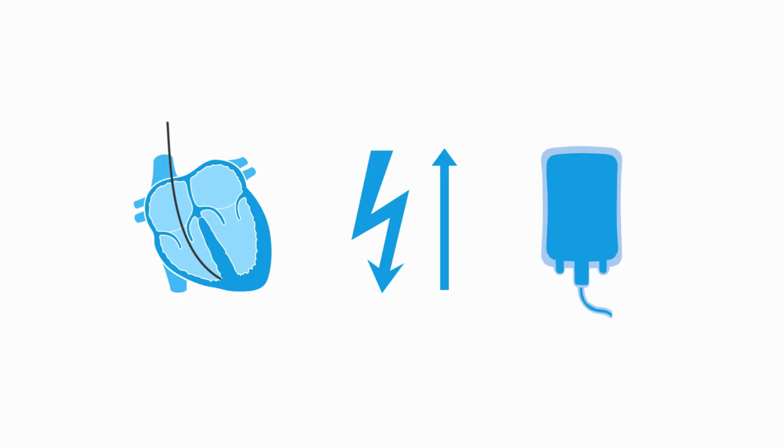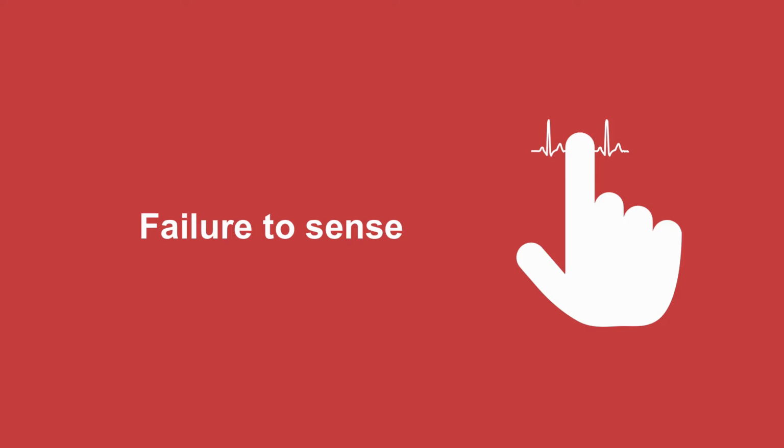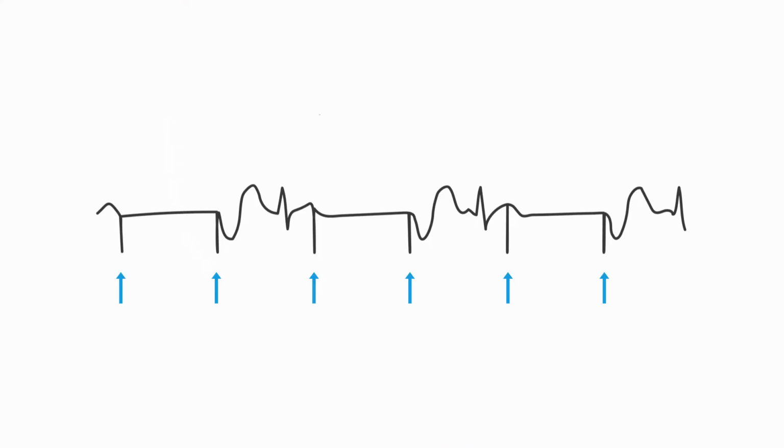The second reason a transvenous pacer may not work is failure to sense. In this strip, you can see that the pacer spikes are occurring at regular intervals, even when there are native QRS complexes. This is a case of the device not sensing the native QRS complexes. The solution is to increase the sensitivity by decreasing the number of millivolts needed to sense electrical activity.